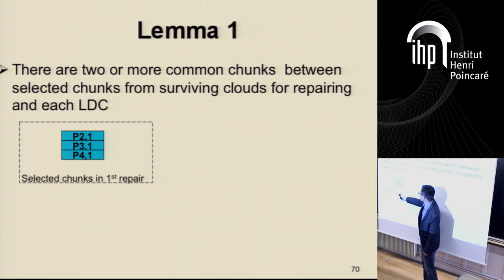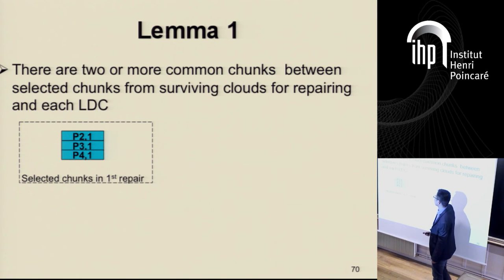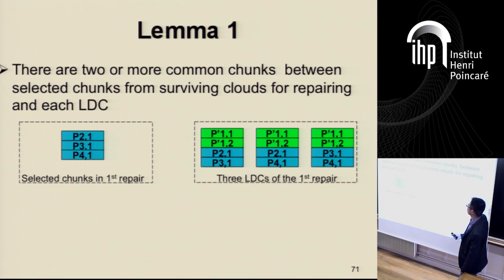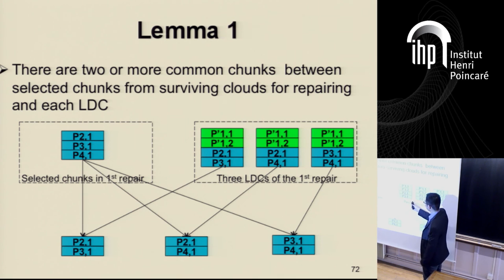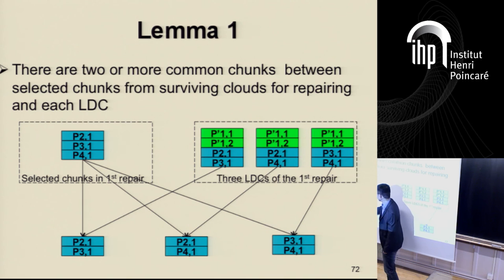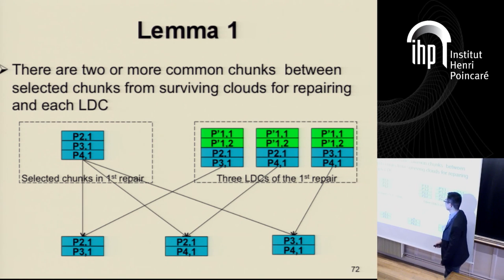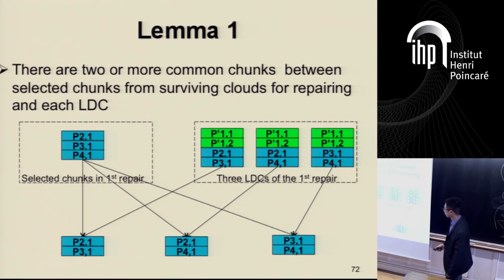Based on the previous scenario, these three chunks are the selected chunks in the first repair. And these are the three LDCs after the first repair. Then we can see that each of these LDCs has two common chunks with the selected chunks in the first repair. So this lemma is very easy to conclude.